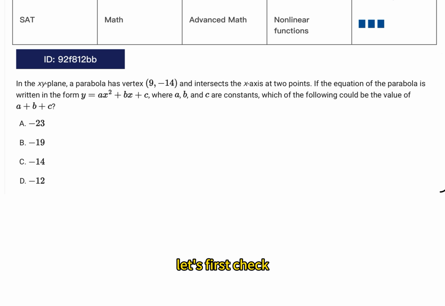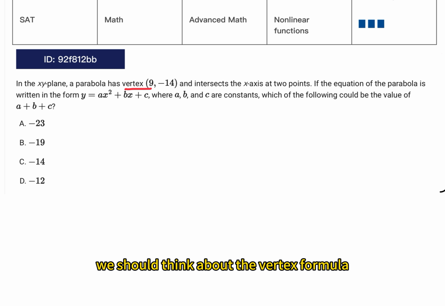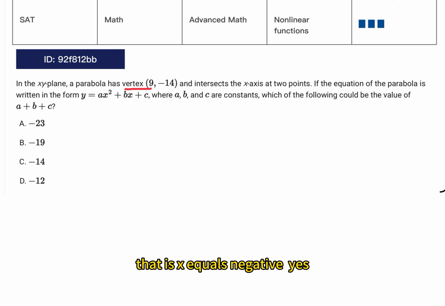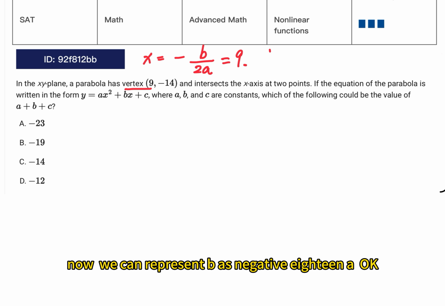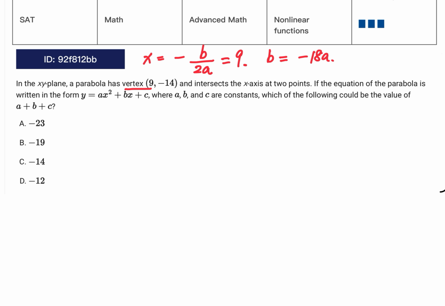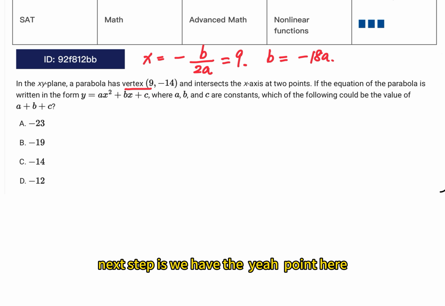So let's first check. Since we're given the vertex, we should think about the vertex formula. That is x = -b/(2a), which equals 9. Now we can represent b as -18a. Next step is we have the point here.